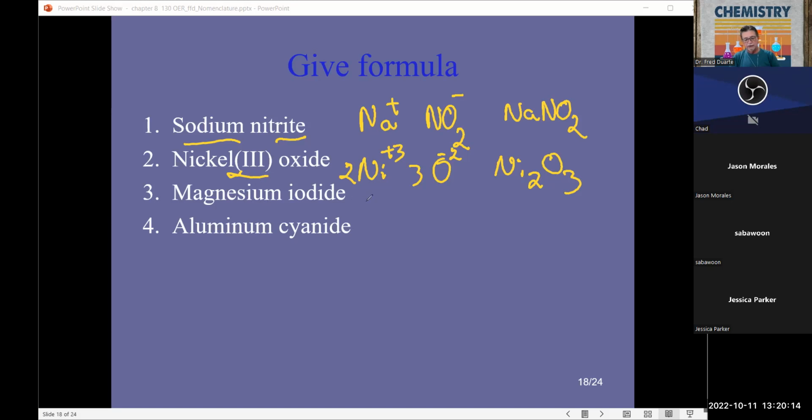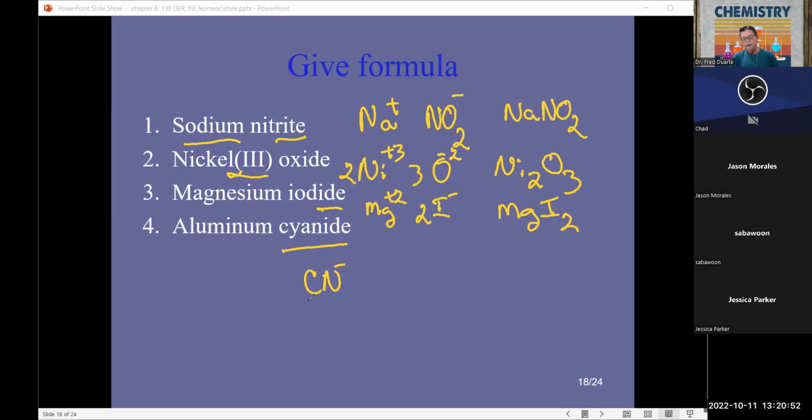Magnesium iodide: magnesium is a group 2A metal and has a +2 oxidation state. Iodide, not iodine, but iodide tells you that it is the I -1 ion. We need 2 of the iodides for each magnesium, so the formula is MgI subscript 2.